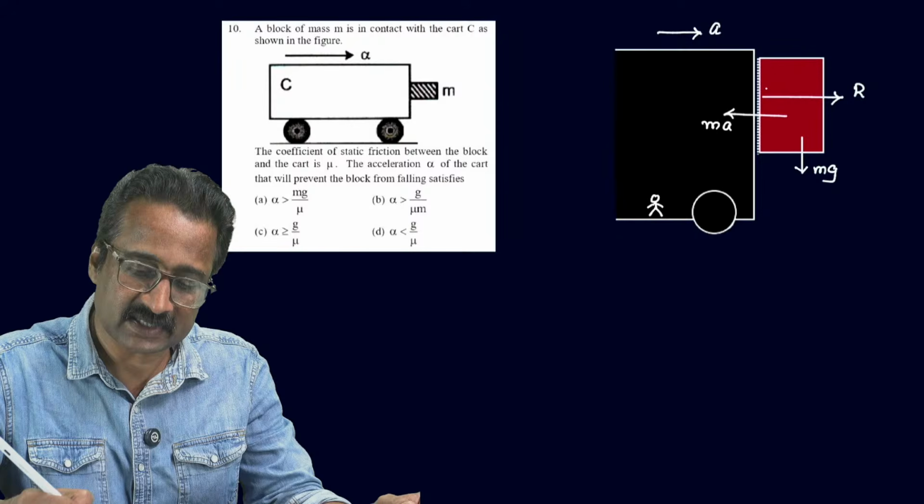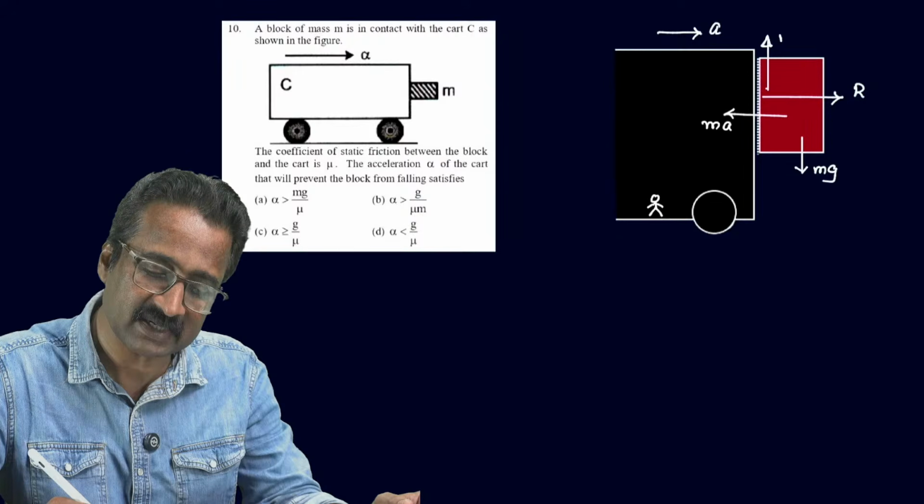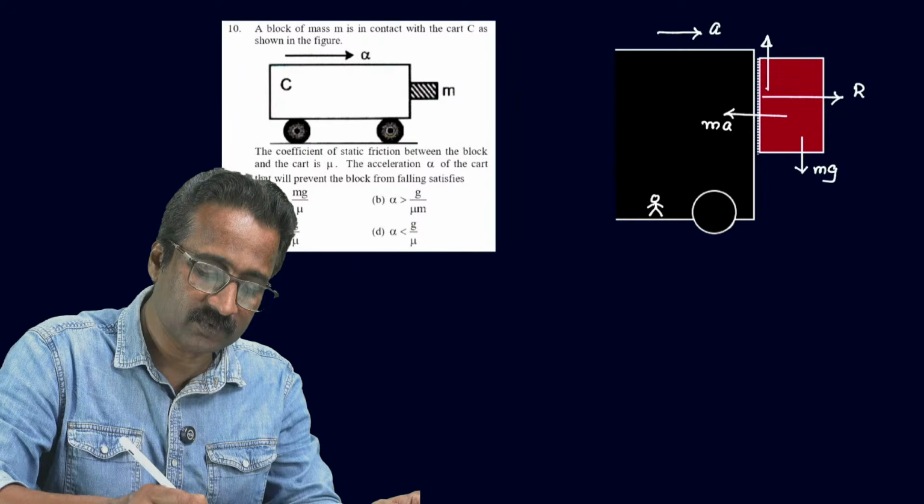Friction is the only force that is trying to balance mg. There is no other force. So this is going to be mg. Sorry, my mistake. mg is acting downward. The frictional force Fs is acting upward. So these are forces acting in various directions.